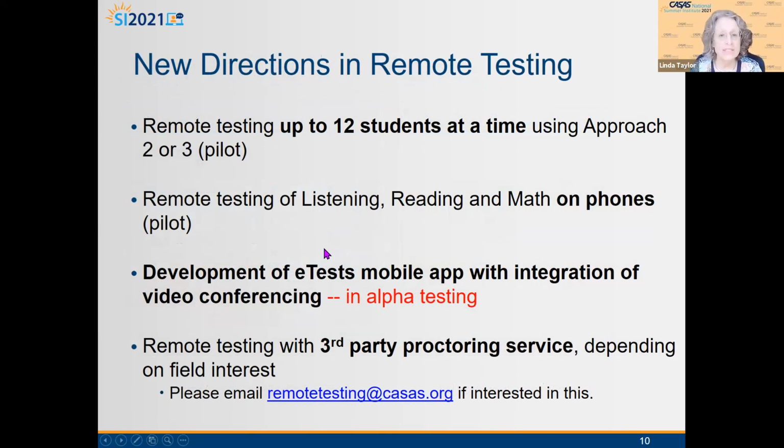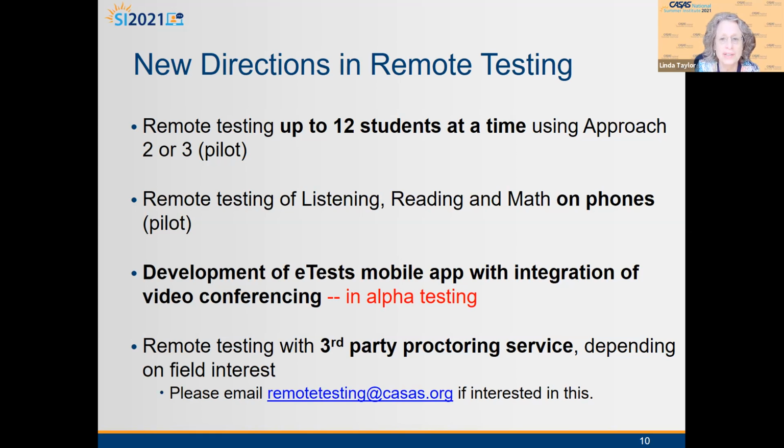In terms of our plans for remote testing, we have allowed some agencies to pilot testing more than 5 students. These are agencies where there are proctors who are extremely comfortable. They've been doing the remote testing for some time, and they have been able to test up to 12 students. They felt that it went well. So we will soon be coming out with some guidelines to give you the option to do that, but only, and this is a really big only, if the proctor is comfortable.